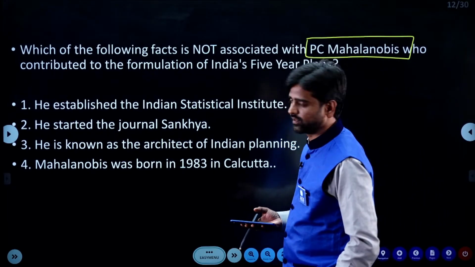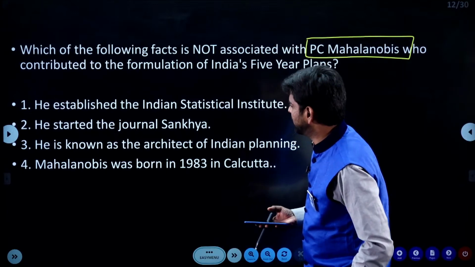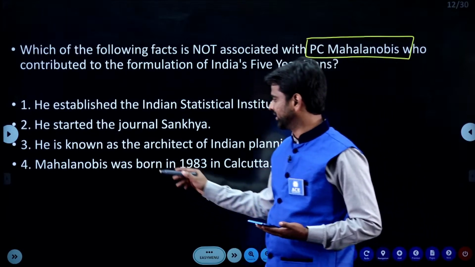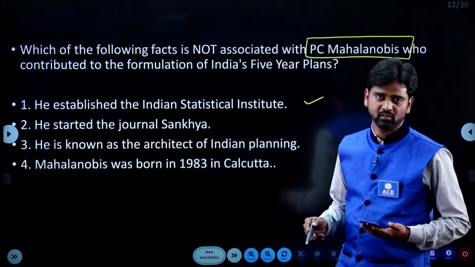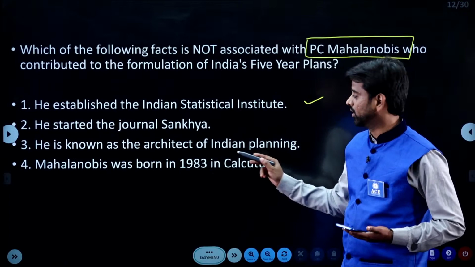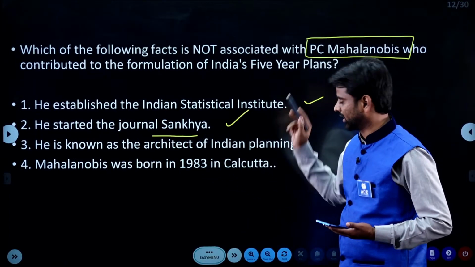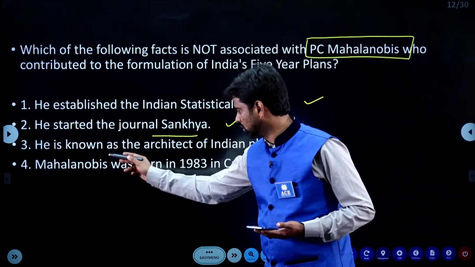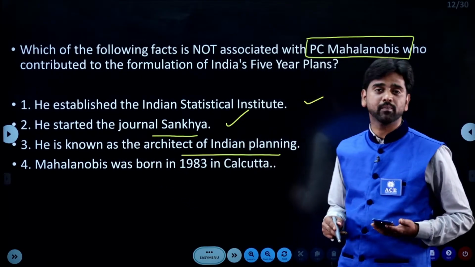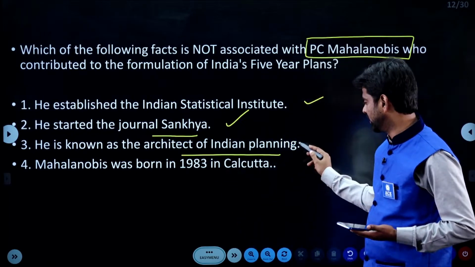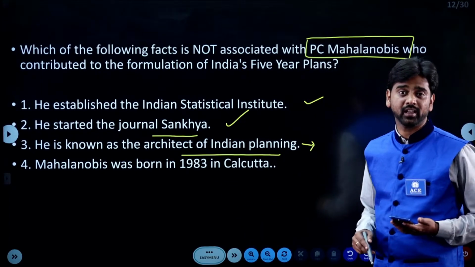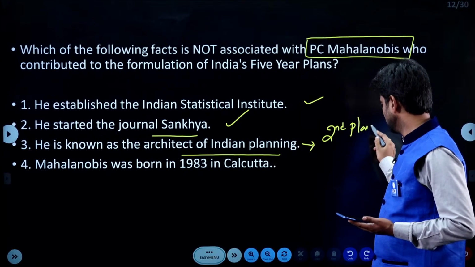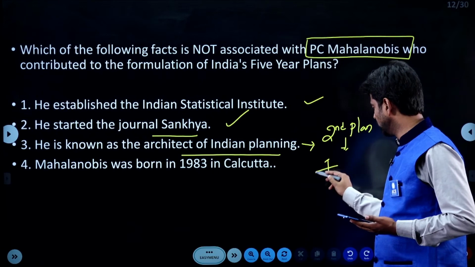So, let us see some facts and statements which are related to him. He established the Indian Statistical Institute. Yes, I have clearly mentioned it in Calcutta. He started the journal Sankhya. Yes, he started the statistical journal called Sankhya, guys. Yes, it is also the right answer. Every quarter it will be releasing statistics, okay? And he is also known as the architect of Indian planning. Yes, the architect of Indian planning, because in the second plan, he came up with the 4-sector model.